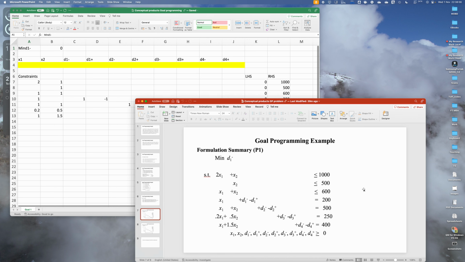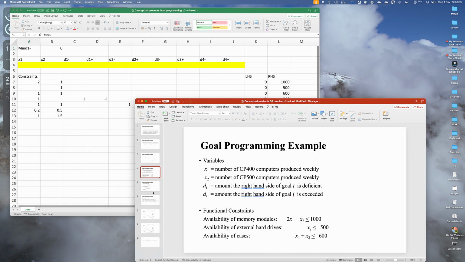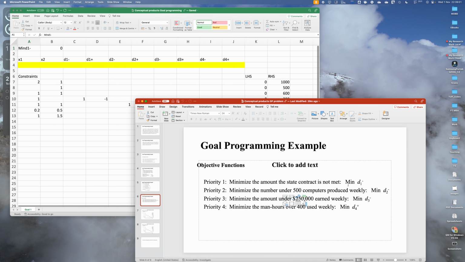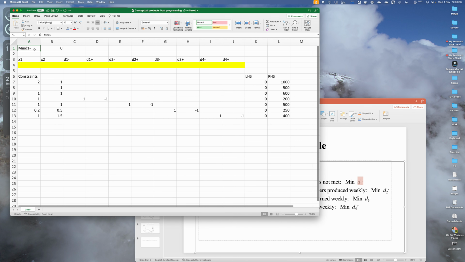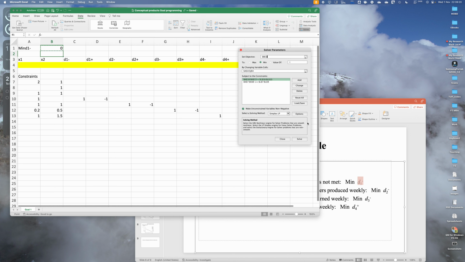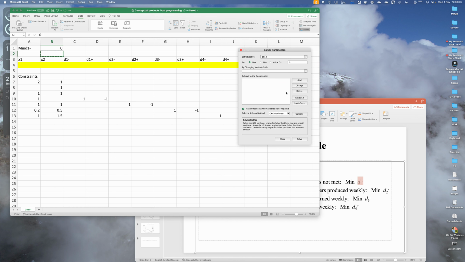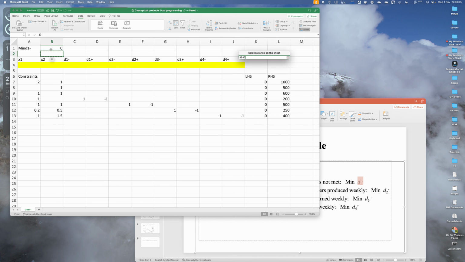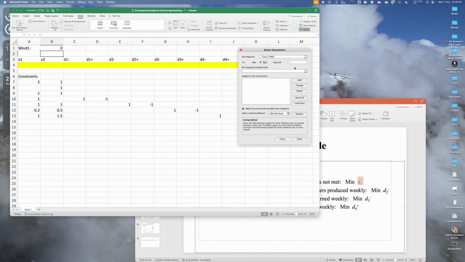Now the first objective in the problem is to minimize the amount that the state contract is not met. That is the minimization of underachievement of the first goal, minimize D1 negative. So for that, the objective function becomes minimize D1 negative, and just hit enter. And now I can go to Data, Solve. I'm going to reset everything here. My objective is in this cell, B1, hit OK. I want to minimize it.